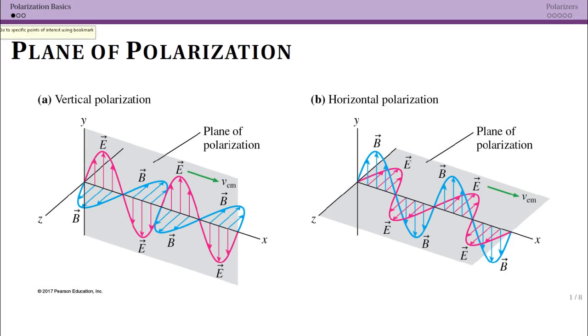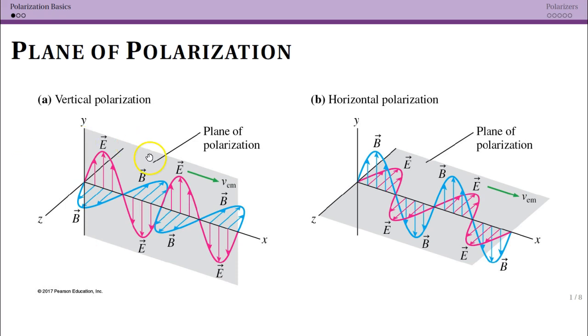The final topic in this chapter is polarization. First, we're going to talk a little bit about what polarization actually is, and then in the next video we'll look at some specifics of polarizers. So the basic idea of polarization is that there's a given plane that we can define based on the alignment of our electric field in an electromagnetic wave.